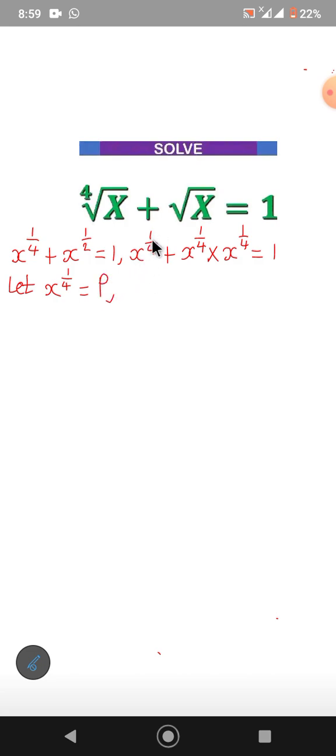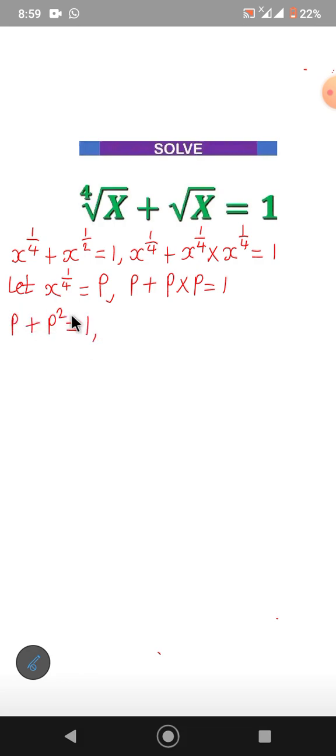Now, anywhere I see s raised to the power of 1/4, I will replace it with p. So here will be p plus, this one will now be p again, times p, equal to 1. Now, we have something like this: p plus p times p squared equal to 1.